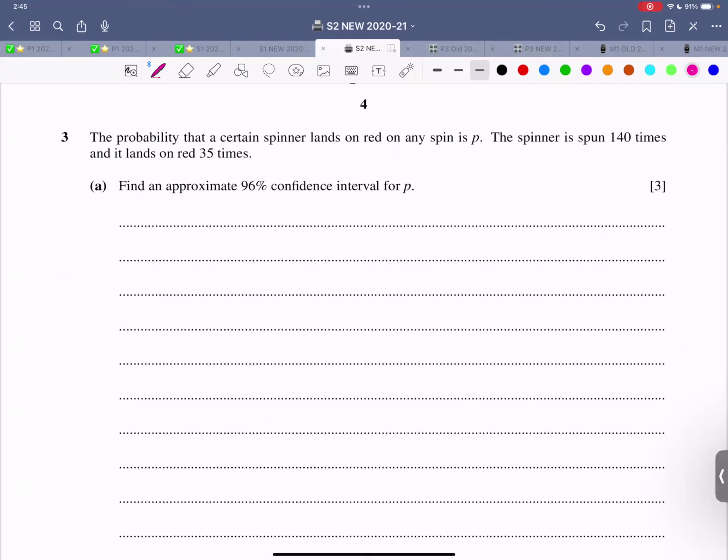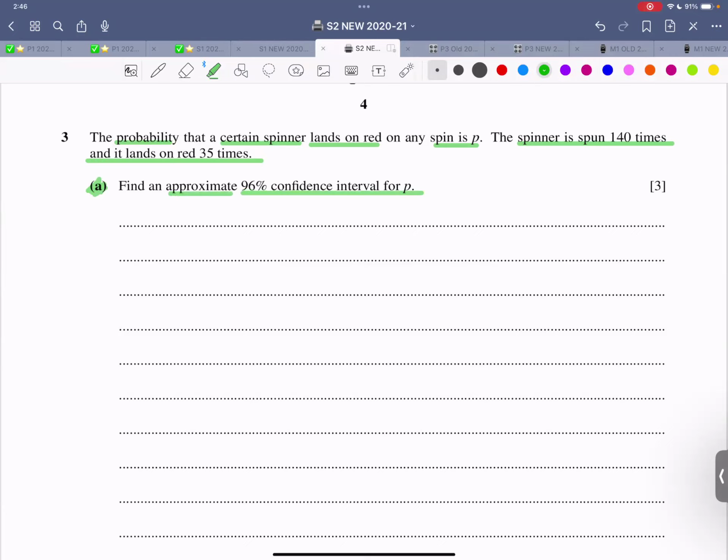It says the probability that a certain spinner lands on red on any spin is P. Now make a habit of underlining things. The probability that a certain spinner lands on red on any spin is P. The spinner is spun 140 times and it lands on red 35 times. So that is the first paragraph. Now let's go to part A. What is part A? Find an approximate 96% confidence interval for P.